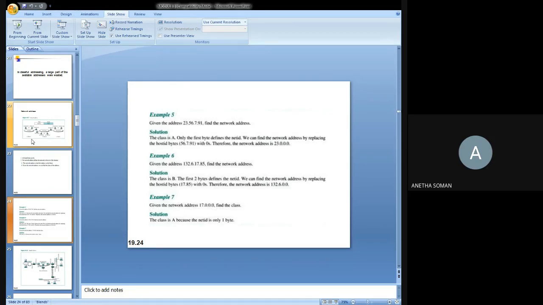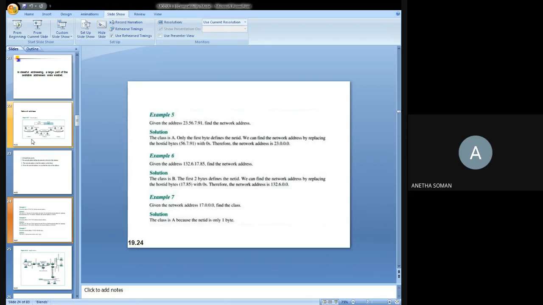Now the third example. A network address is given and you have to identify which class it belongs to. The network address is 17.0.0.0. In order to identify the class, you have to look at the first byte. The first byte is 17. So 17 means it belongs to class A. In class A, the first byte is only the network ID. Understood this much?